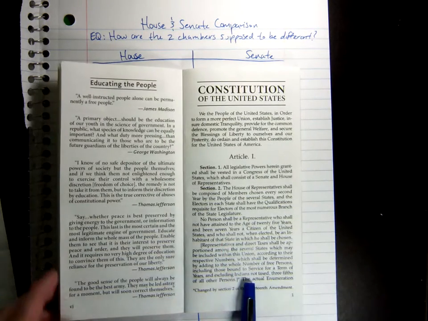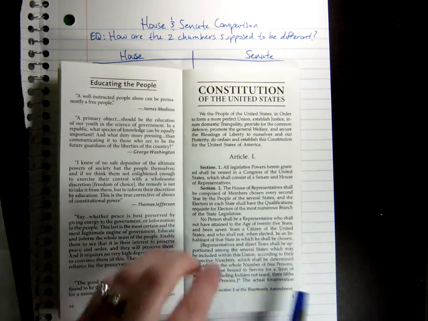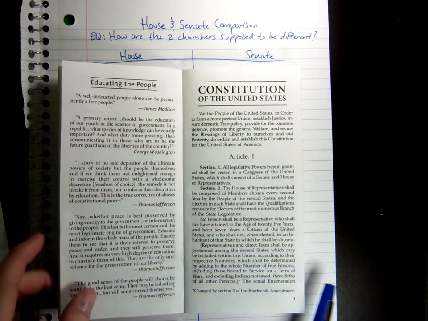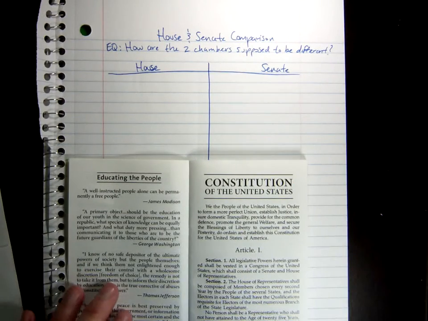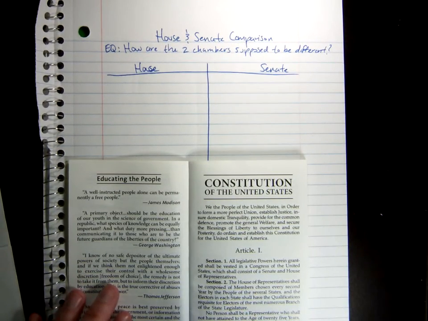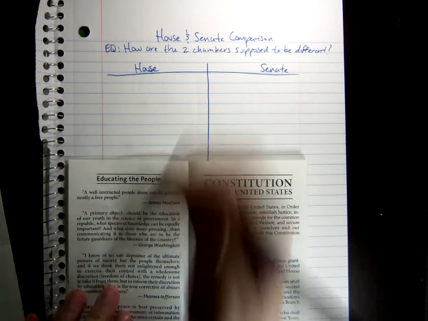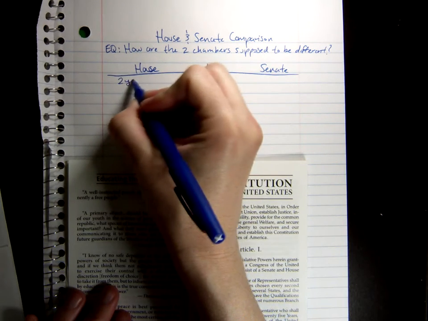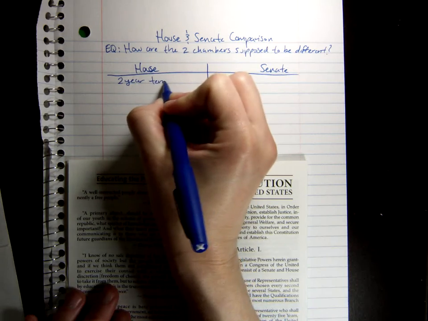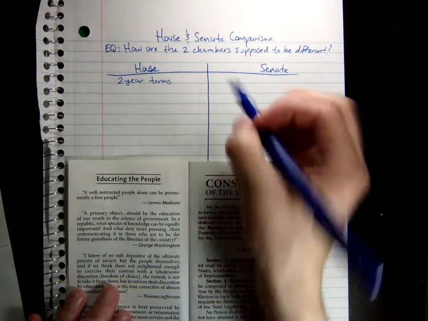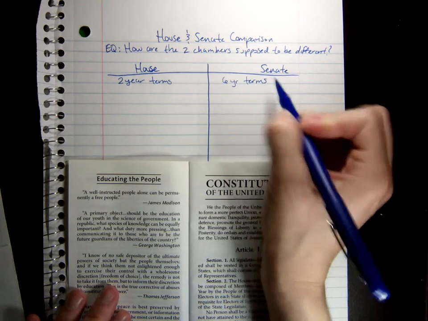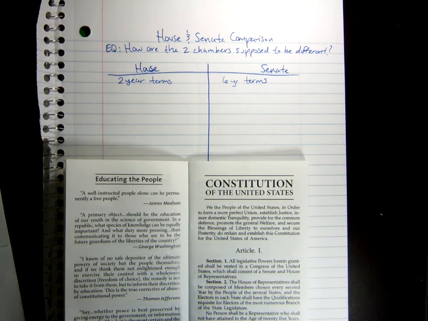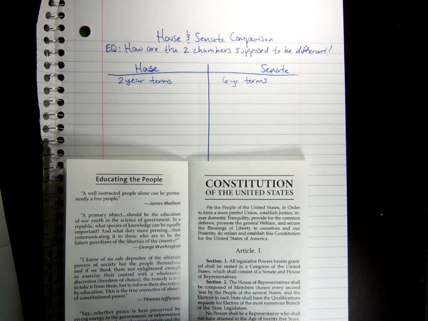Okay, so what we see when we're looking for the qualifications and the frequency of elections in each of these sections. In the House, terms, a term is the length of period you get to hold that office once elected. In the House, they have 2-year terms. And in the Senate, they have 6-year terms. But as far as frequency of elections, we have elections every 2 years, every November of an even year.